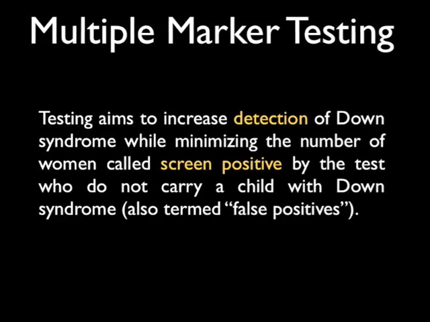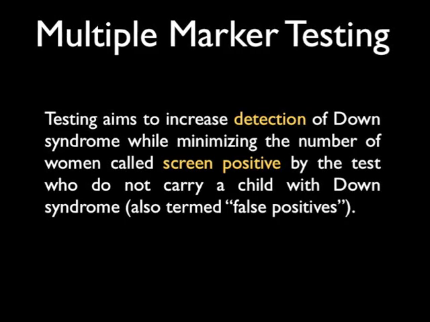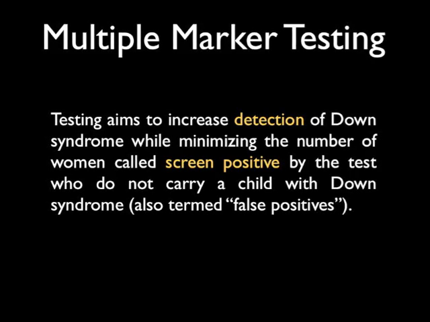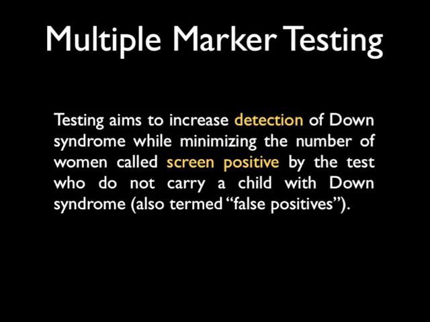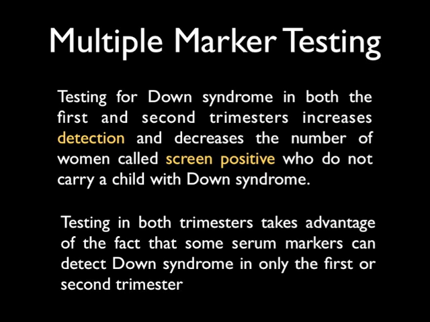The whole point of multiple marker testing for Down syndrome is, as it says on the slide, to increase detection of Down syndrome while minimizing the number of women called screen positive by the test who do not carry a child with Down syndrome. This is also called the false positives. By trial and error, it's been found that testing for Down syndrome in both the first and second trimesters increases detection and decreases the number of women called screen positive who do not carry a child with Down syndrome. And this is because testing in both trimesters takes advantage of the fact that some markers can detect Down syndrome in only the first or second trimester.